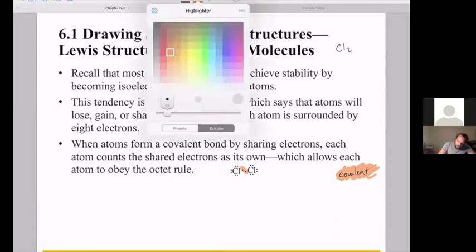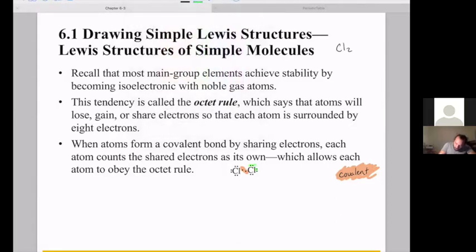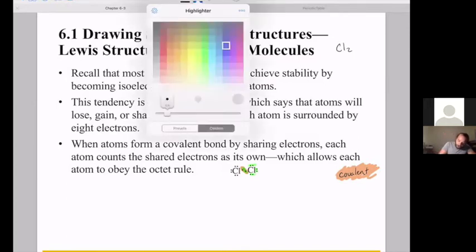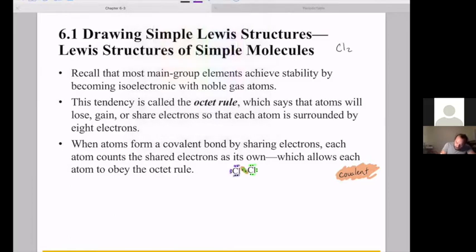So one chlorine has 2, 4, 6, 8, and gets to count both those electrons, so its octet is satisfied. The other chlorine atom, 2, 4, 6, 8, gets to count that same pair of electrons, so its octet is satisfied, right? So again, we can understand why these 2 chlorine atoms will form a covalent bond with one another. It's because they both want to satisfy their octet, and by sharing that pair of electrons, they do.